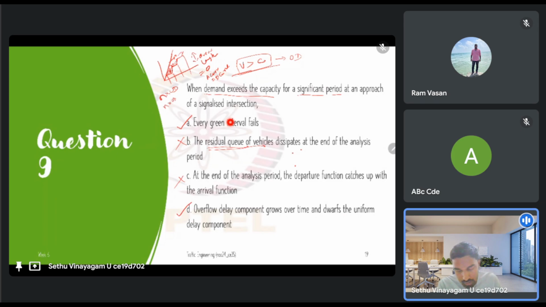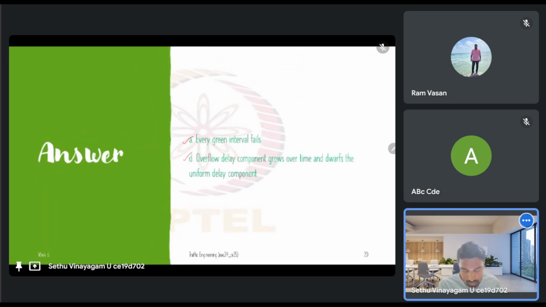So OD keeps on growing larger and larger and larger, right? If we sum up all of this, at some point this will be much larger than your uniform delay, right? So overflow delay will be much higher. Therefore D is correct. So of the four, only A and D are the correct statements. So the right answer is A and D.